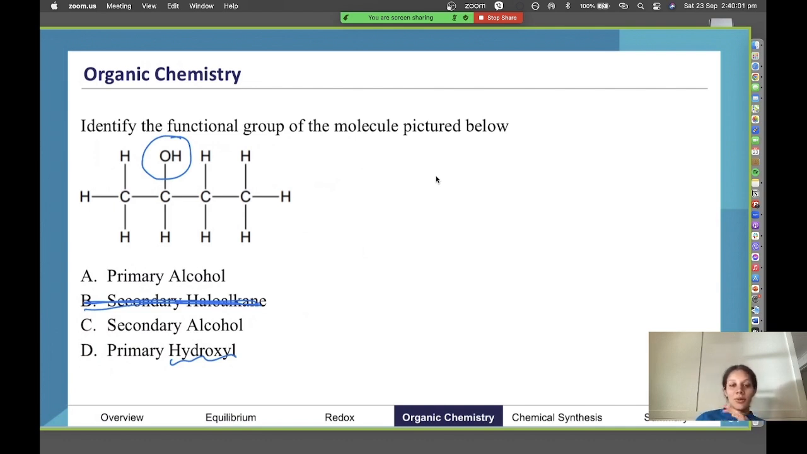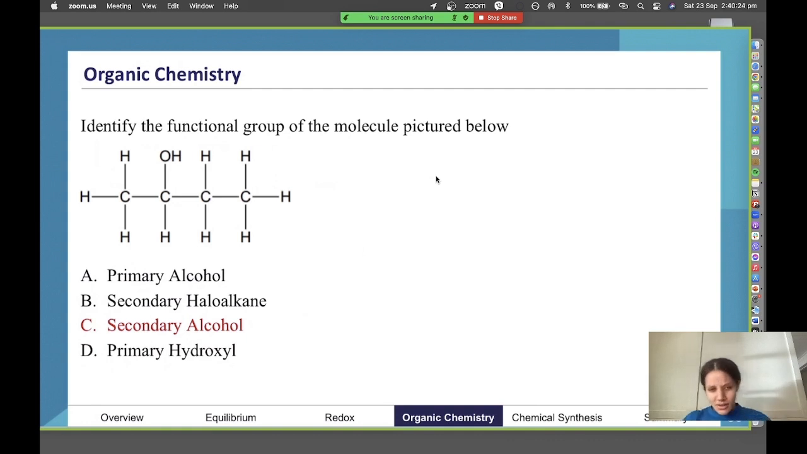So to figure out if it's primary or secondary, we want to look at the carbon the OH is actually attached to, and how many carbons are attached to that carbon. So we have 1 carbon and then 2 carbons directly off the one that the OH is attached to. So because it's 2, that means we have a secondary alcohol. And that's why our answer there is C.